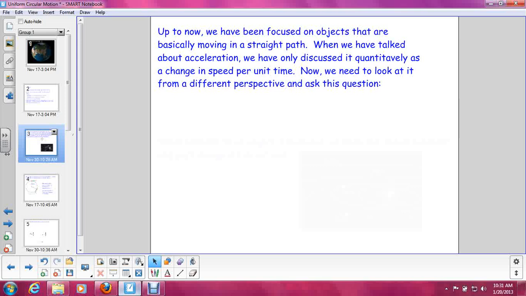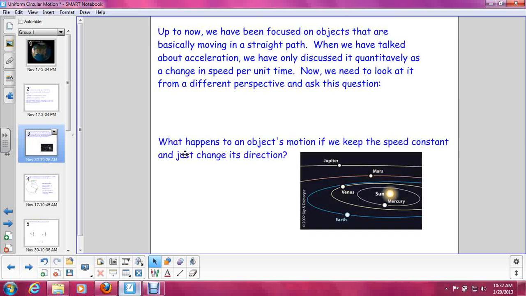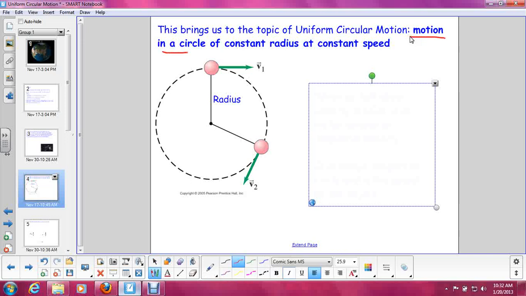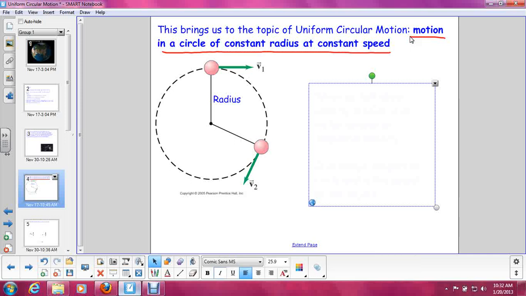But now we need to look at it from a different perspective and ask the question, what happens to an object's motion if we keep the speed constant and just change its direction? And this question brings us to the topic of uniform circular motion. And we define uniform circular motion as motion in a circle of constant radius at a constant speed.